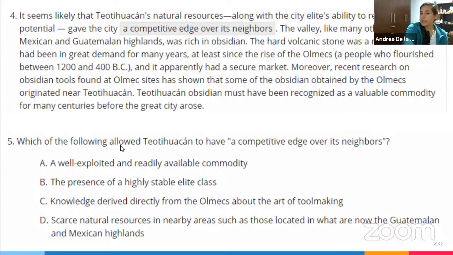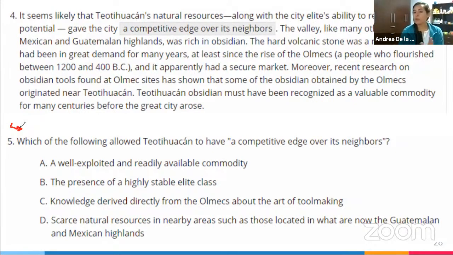So this question says, which of the following allowed Teotihuacan to have a competitive edge over its neighbors? Yeah, that's question 5. First of all, how do you know that it's a detailed question? Because it's asking for something specific. It's asking for a detail. They will ask you for what, when, where, why, how, for how long, what was the name of somebody, when did something appear, when something happened. They will ask you for specific information. In this case, they're asking for what allowed Teotihuacan to have a competitive edge with its neighbors.